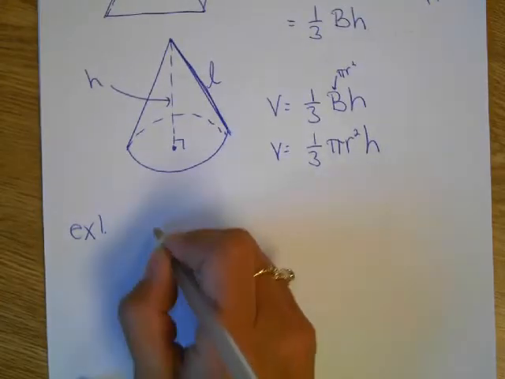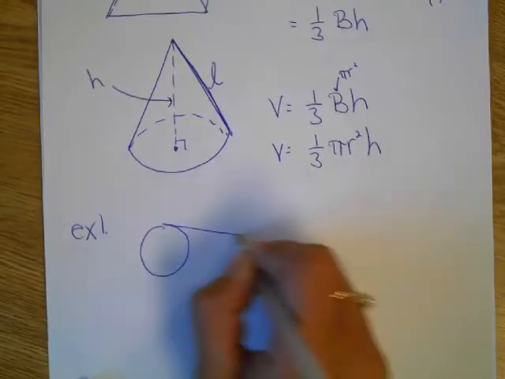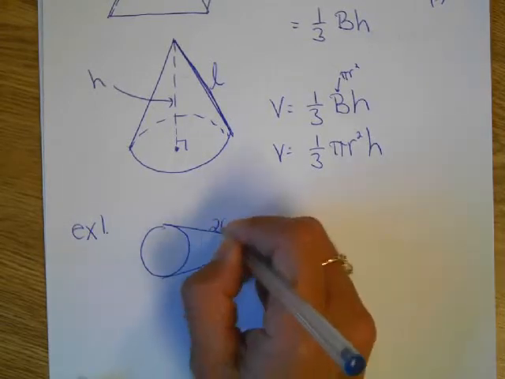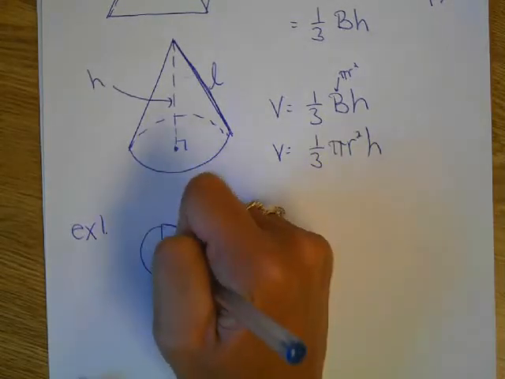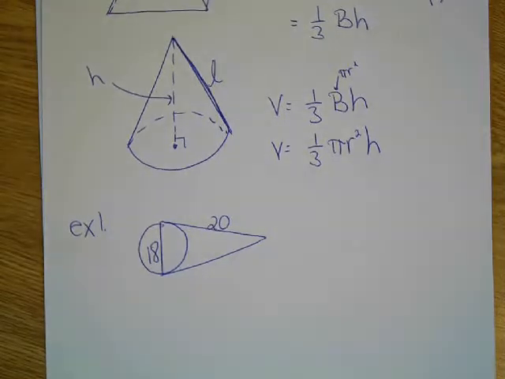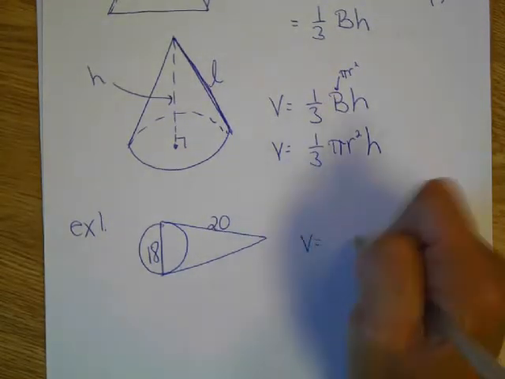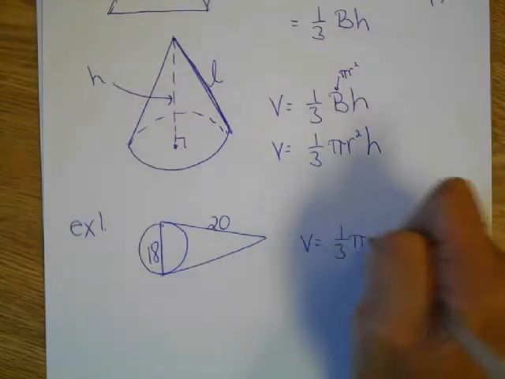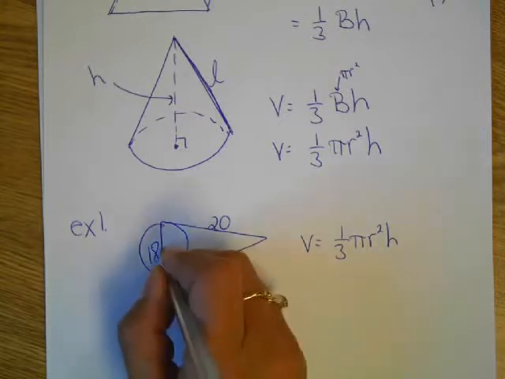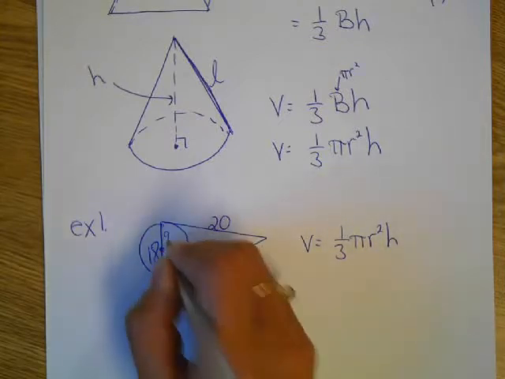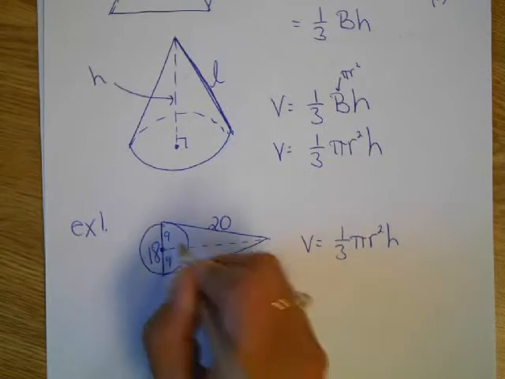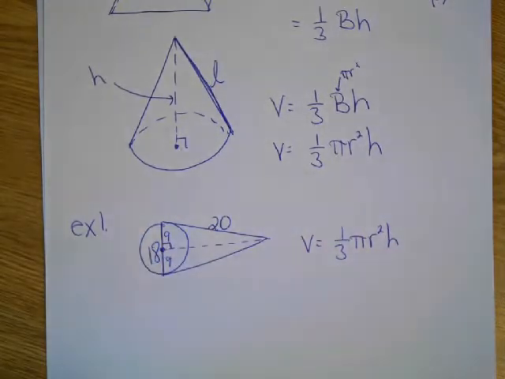Let's start with a cone laying on its side. We got an edge of 20, diameter 18, and we are finding volume only. So volume, 1/3 pi r squared H. So we need the radius and the height. Well, the radius, if I look back, easy enough. I'm going to cut the 18 in half. The height is missing, but you've got good old Pythagoras to help us out.